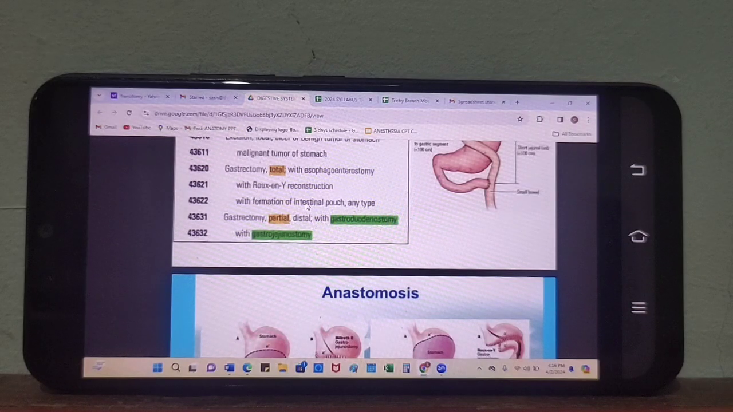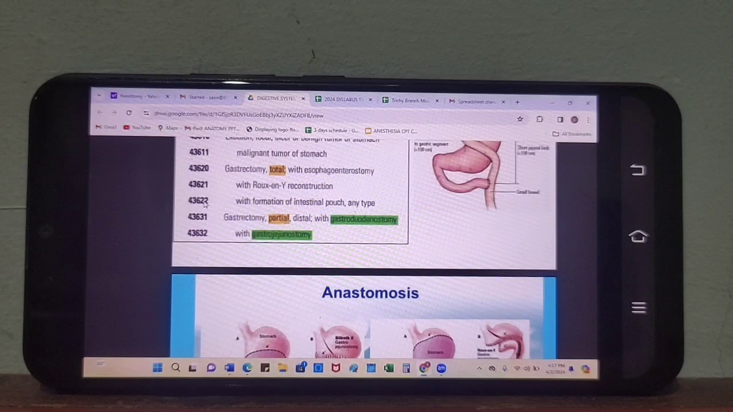For an intestinal pouch, after completion of the gastrectomy, the doctor creates a pouch-like structure in the small intestine, which means go for 43622.